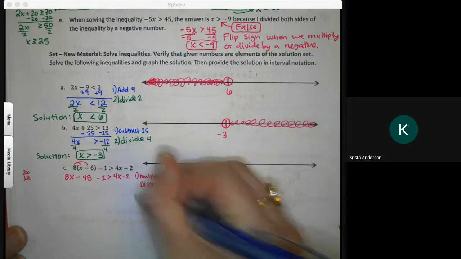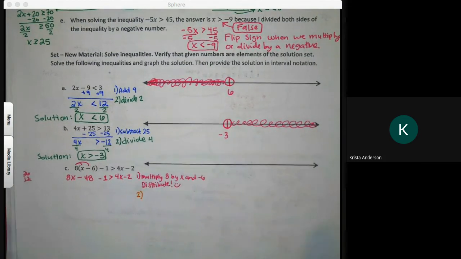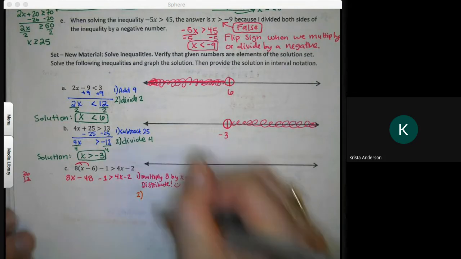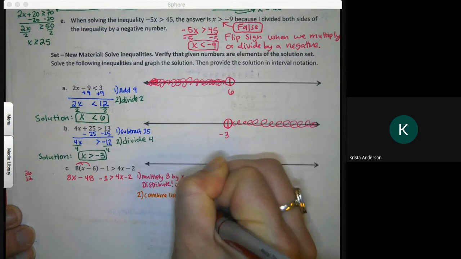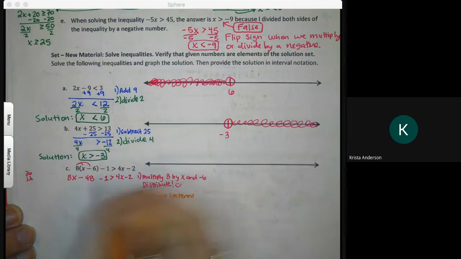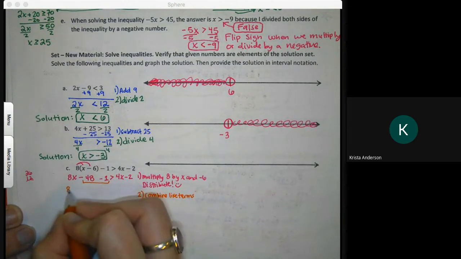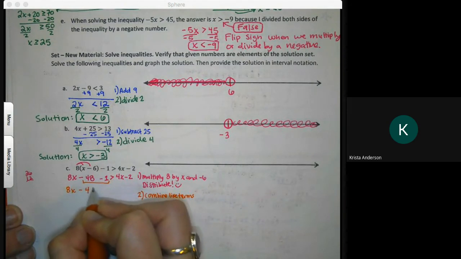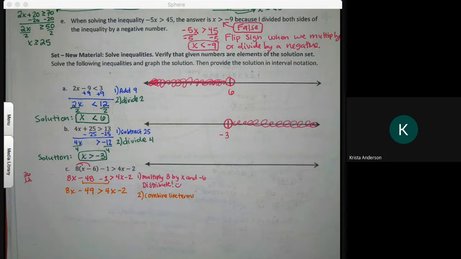Does anybody know what my second step would be? Are you going to combine like terms? Yes, I do. Combine like terms. These are the only ones that are like. So I would have 8x minus 49 greater than 4x minus 2.